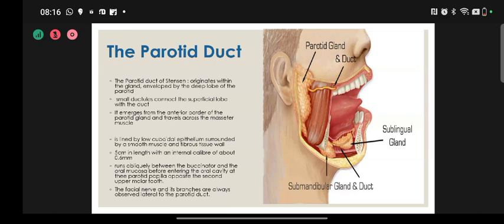Now, the duct is 5 cm in length and has an internal caliber of around 0.6 mm. Its relation to the facial nerve is that the facial nerve and its branches are always observed lateral to the parotid duct.